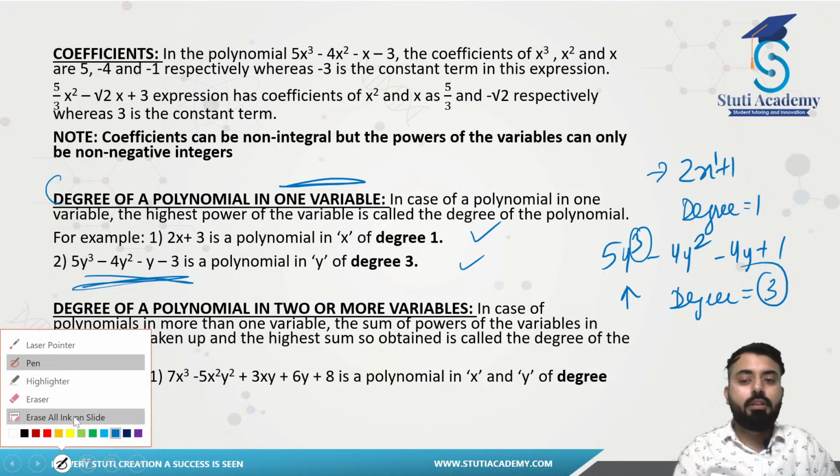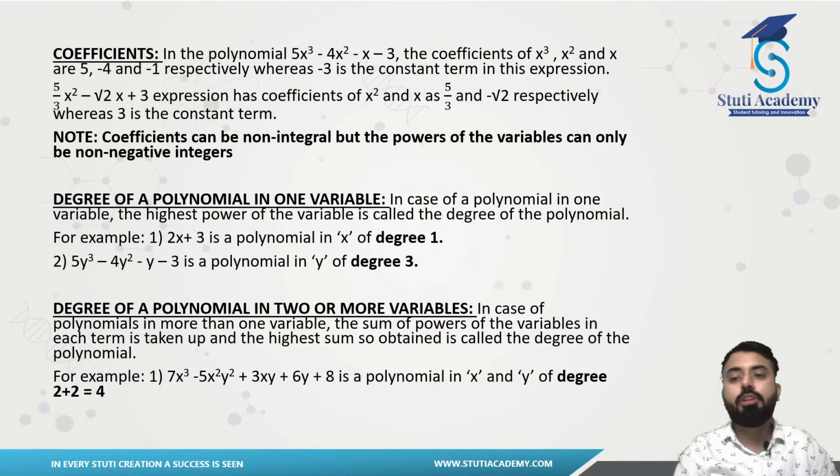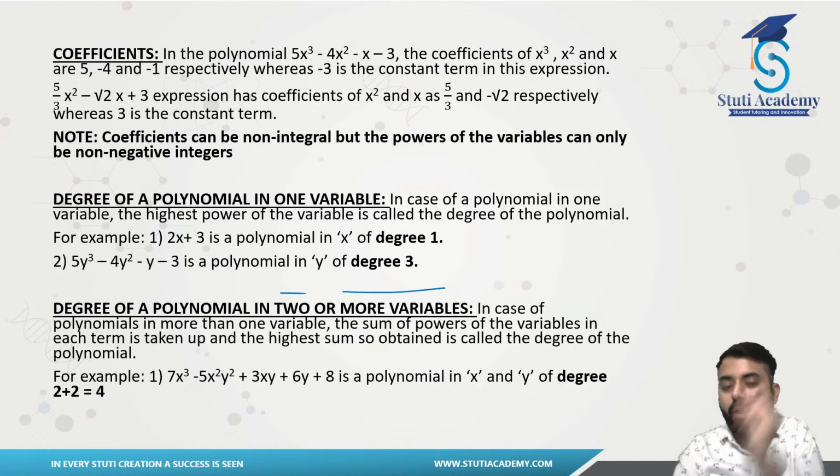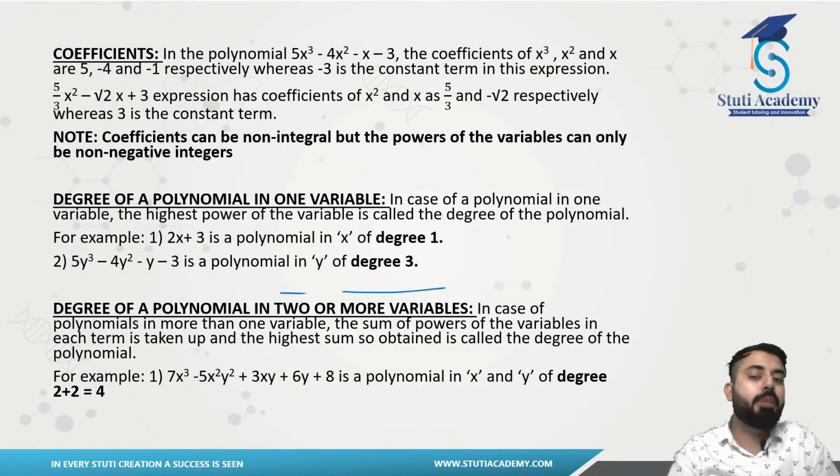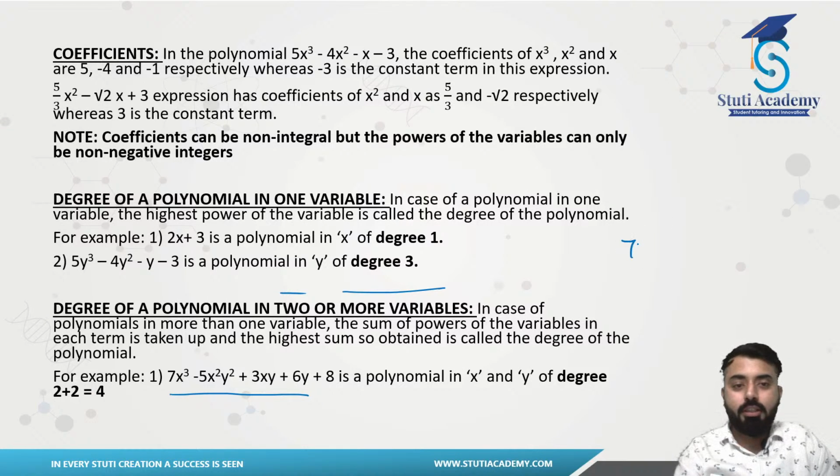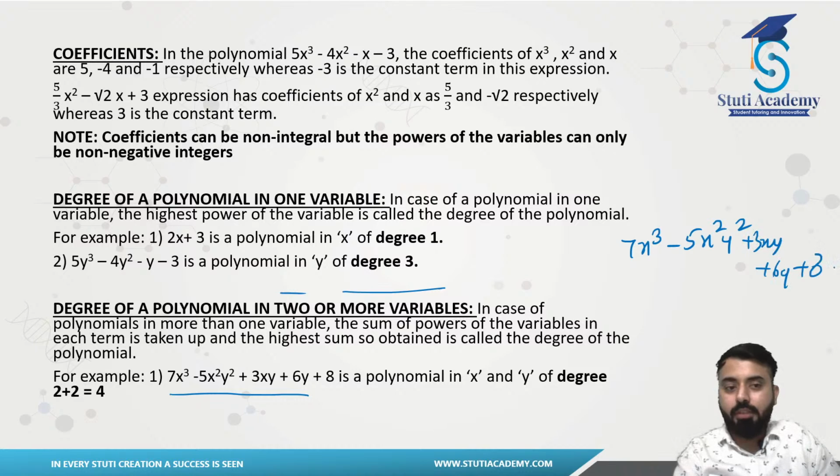Now here I have some more concepts for you. If you want to find out the degree of a polynomial with 2 or more variables, then you have to look for that term which has both variables, and you have to add their powers. Like if I have something like this, let's say this is the case, 7x³ minus 5x²y², and let's say plus 3xy plus 6y plus 8.